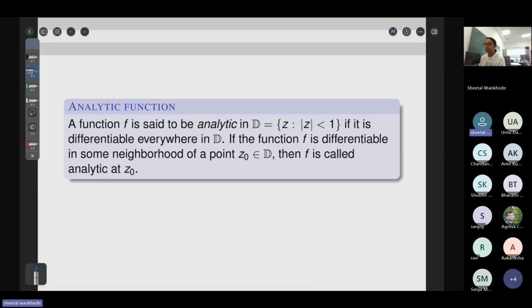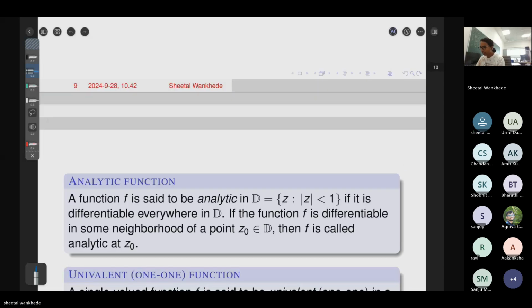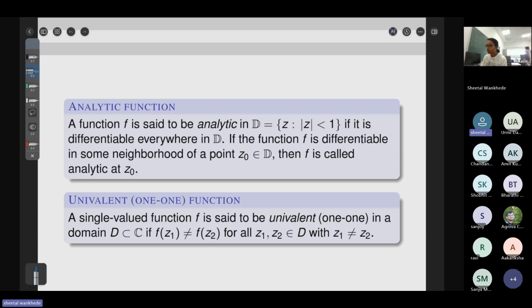Now we are all familiar with analytic functions, but I just need to revise it. We know this function is said to be analytic in this disk if it is differentiable everywhere in this disk. If a function is differentiable in some neighborhood of a point z0, then we say this function is analytic at z0. And most importantly, what is a univalent function? A single valued function is said to be univalent if it is analytic and one-to-one in this unit disk.